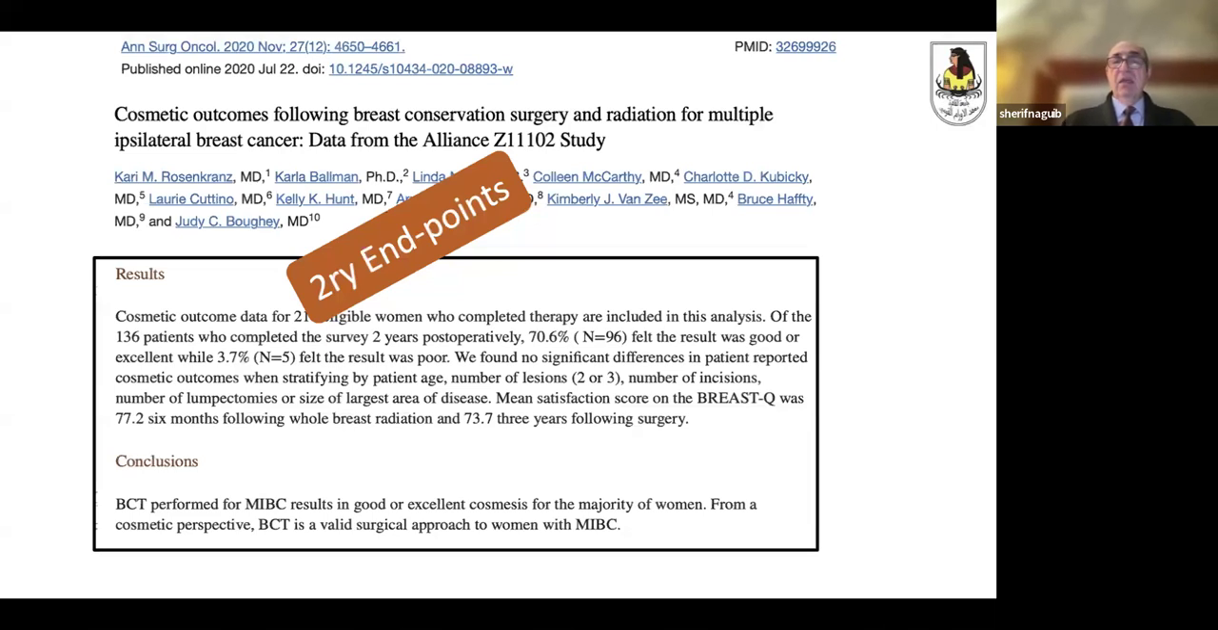Now, when they evaluated the secondary endpoints, which are the locoregional recurrence and the cosmetic appearance at the end, they found that good or excellent cosmesis could be achieved in 70 or more % of the patients. And there was no significant difference in cosmetic appearance when the patient had 2, 3, or more lesions. So the number of lesions did not differ, the number of incisions did not differ, and the number of lumpectomies did not differ in the final cosmetic result.